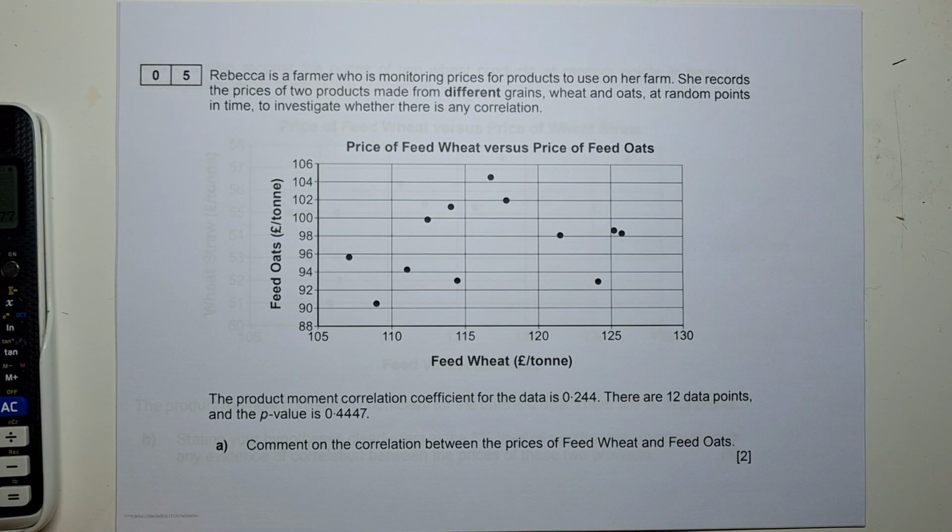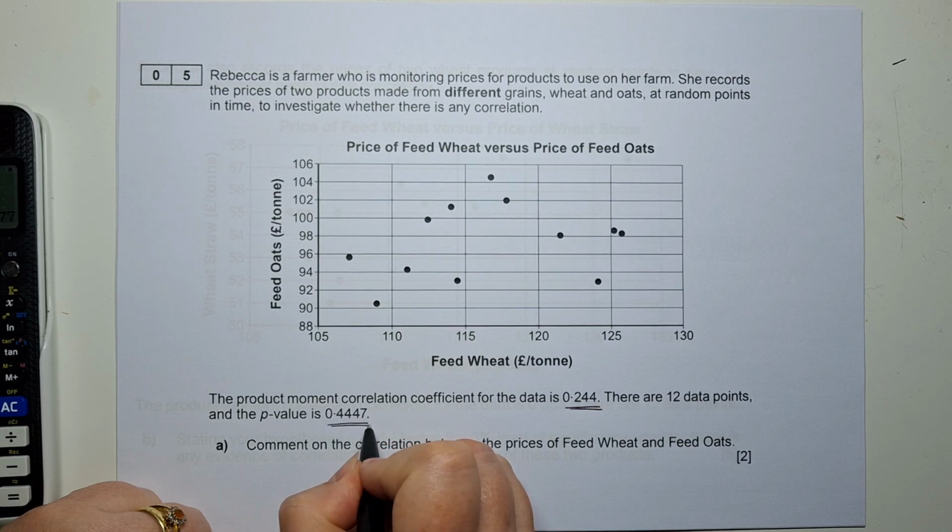Question 5. Rebecca is a farmer who's monitoring prices for products to use on her farm. She records the prices of 2 products made from different grains, wheat and oats, to investigate whether there's any correlation. Okay, so we've got the product moment correlation coefficient for the data is 0.244. There are 12 data points.